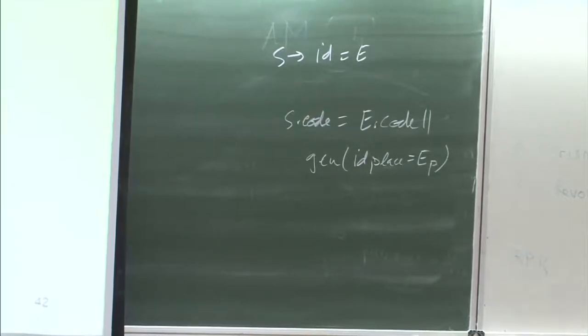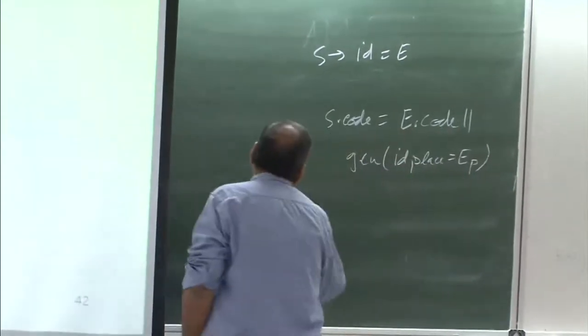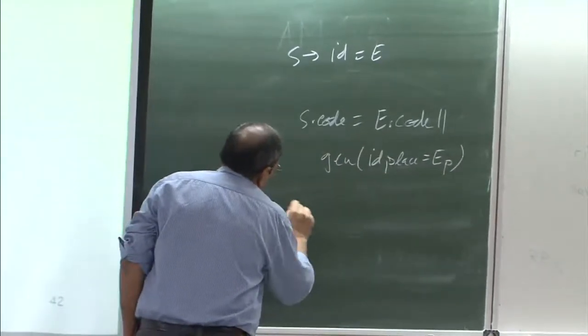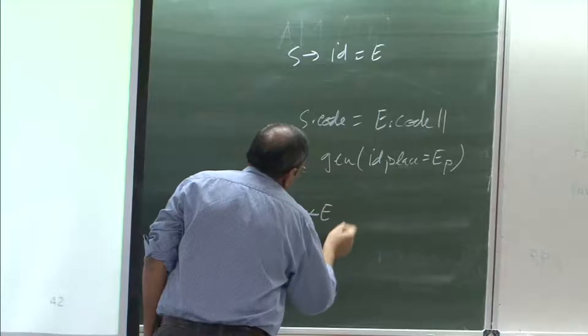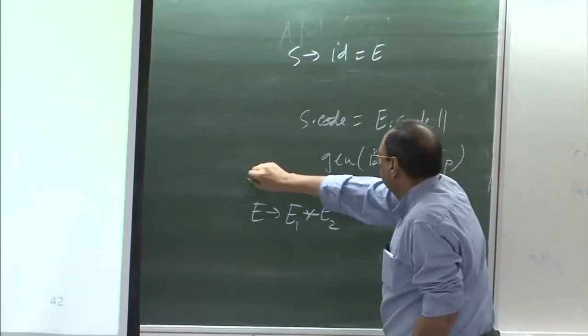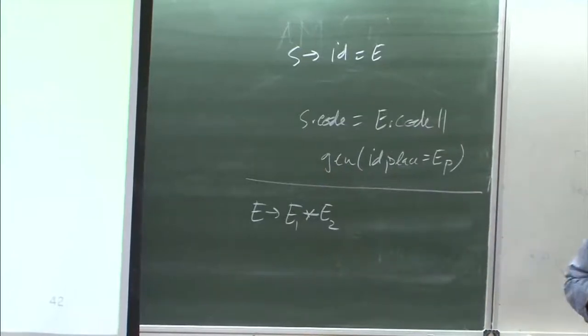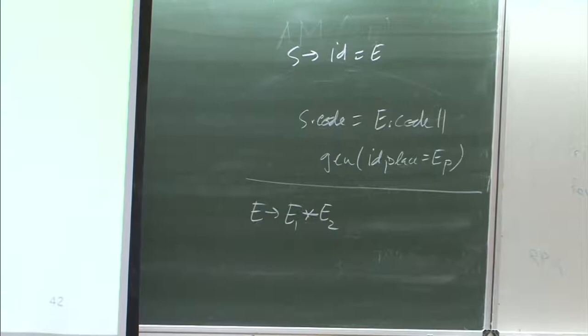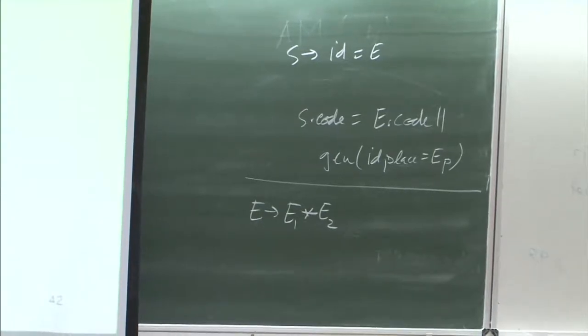Okay. Now suppose I write a new rule which says E goes to E star E. So I'm now changing my operator. Okay, if I change the operator, then what will I get? So now tell me, what are the rules I'll write for this?